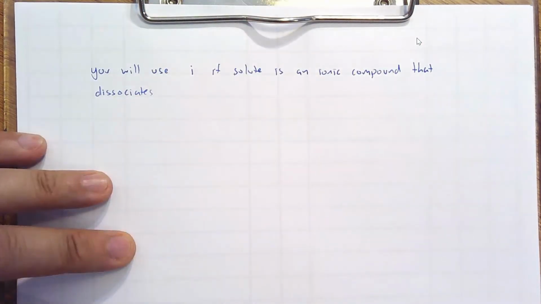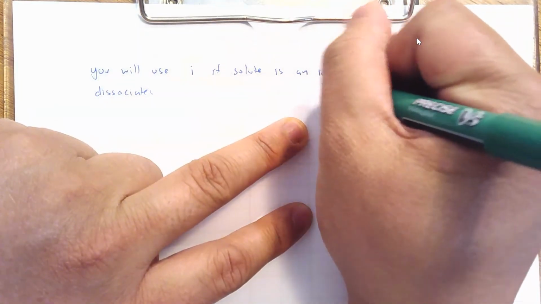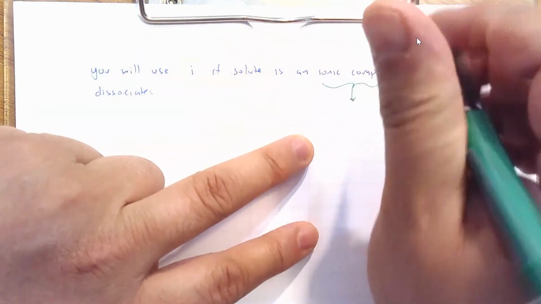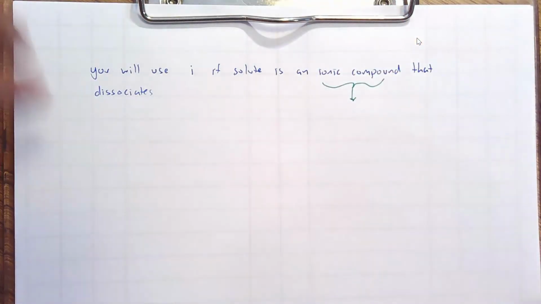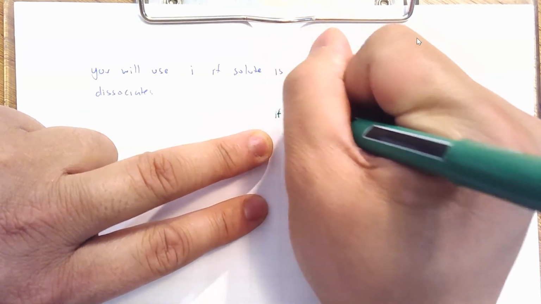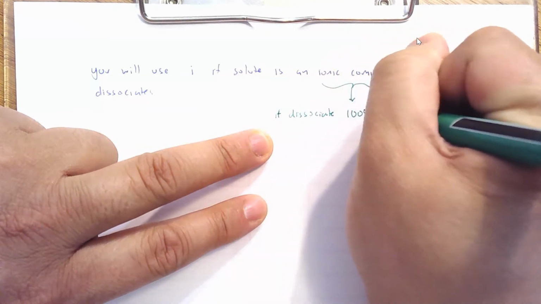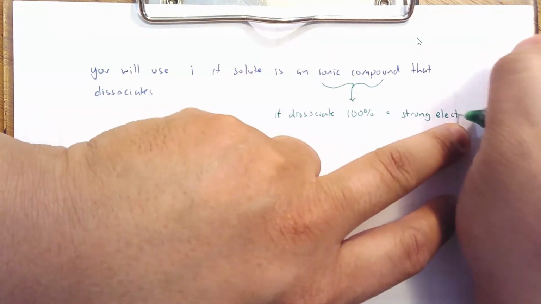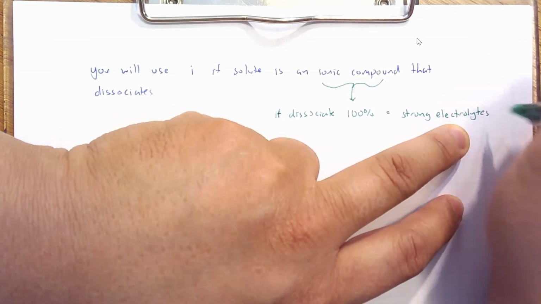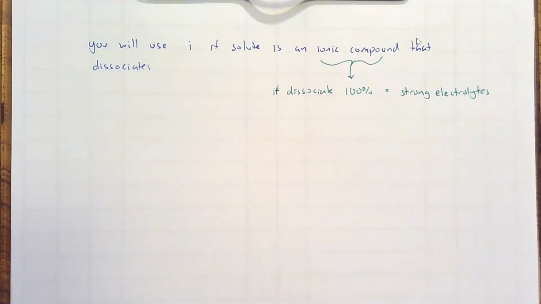Now there's a special name for this. These ionic compounds are called electrolytes. And if it dissociates 100%, that equals a strong electrolyte. You've heard of sports drinks that have added electrolytes? Well, because when you perspire, you release a lot of salts, and you need to replenish those salts.